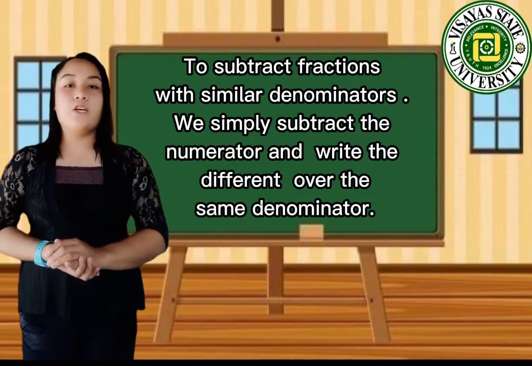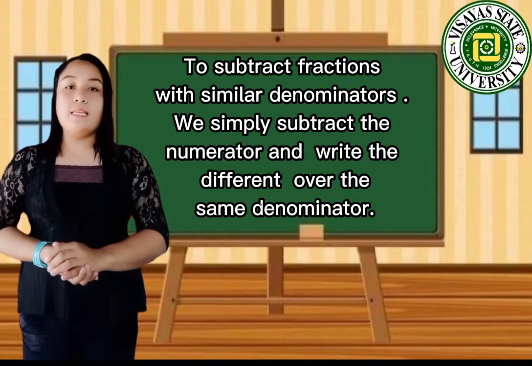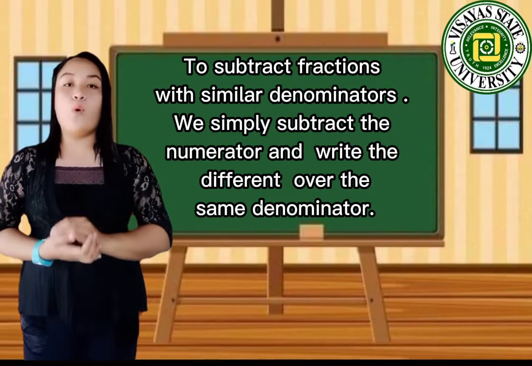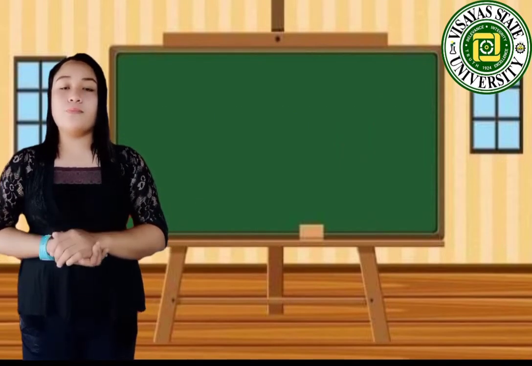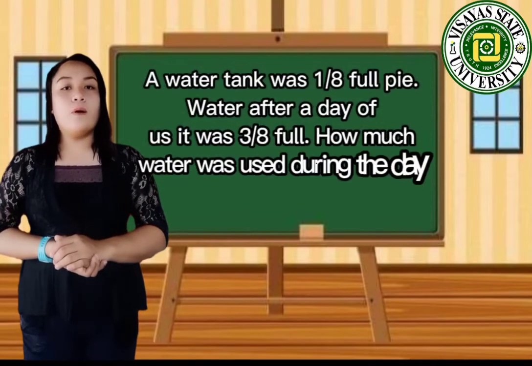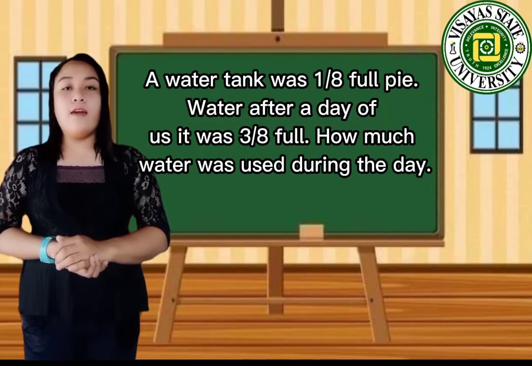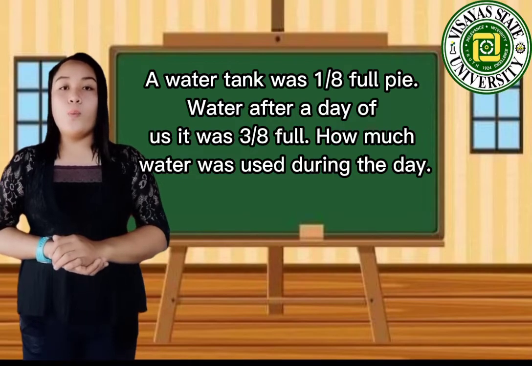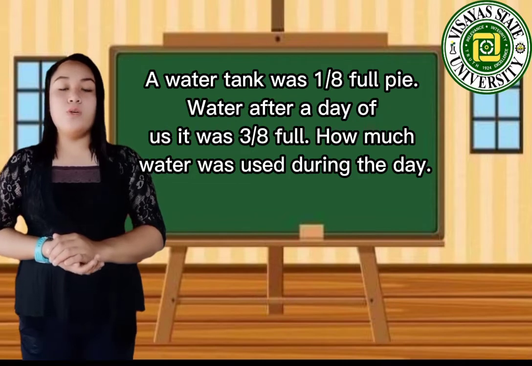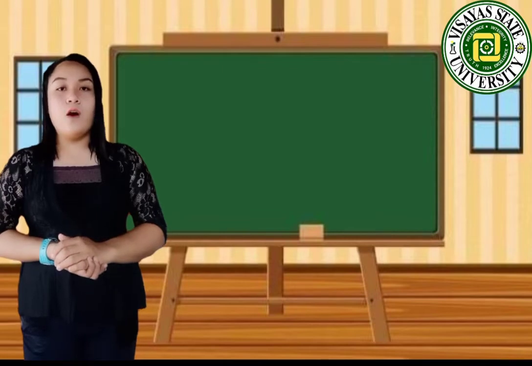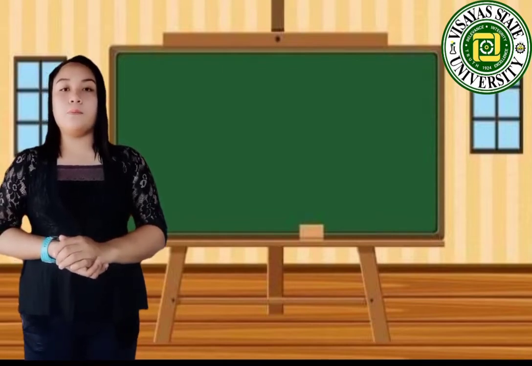To subtract fractions with similar denominators, we simply subtract the numerators and write the difference over the same denominator. I have an example here. A water tank was 7/8 full in the morning. After the day of use, it was 3/8 full. How much water was used during the day? What is asked? What are given in the problem?